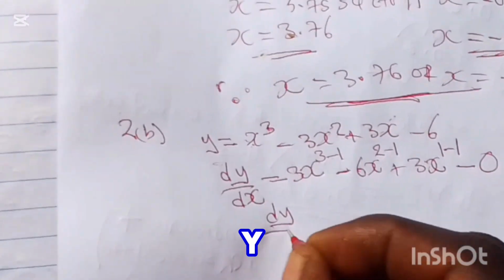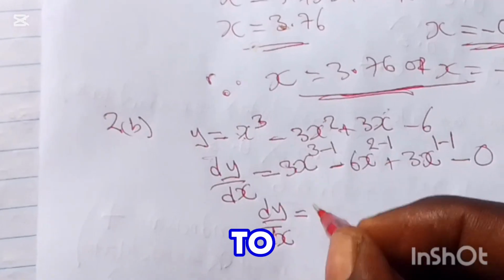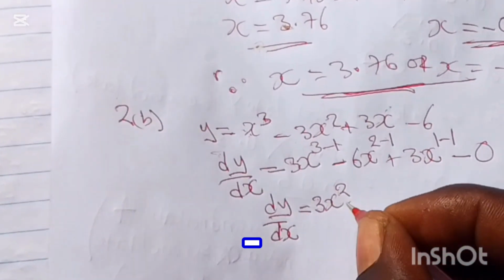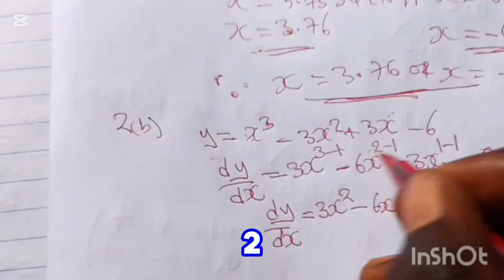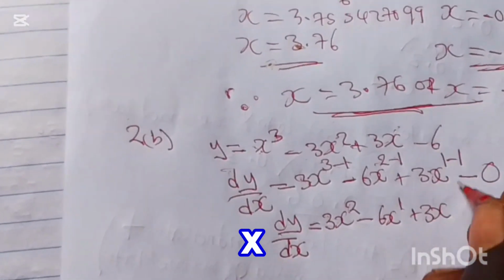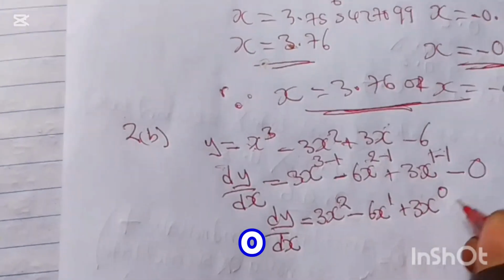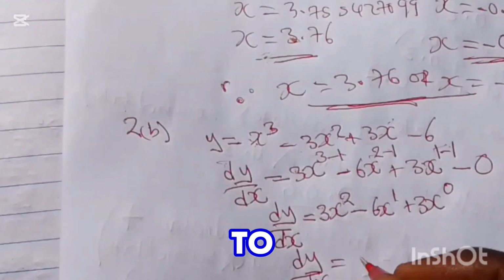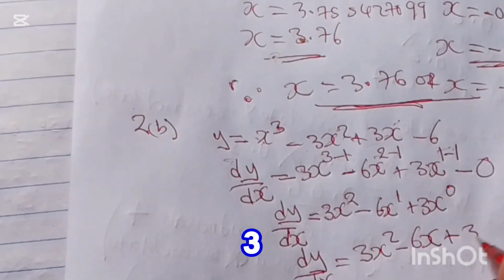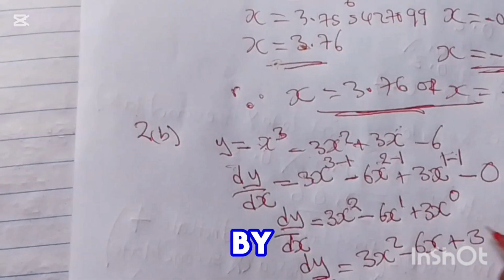So dy/dx is equal to 3x, with 3 subtract by 1, which is 2, minus 6x, with 2 subtract by 1, which is power 1, plus 3x, with 1 subtract by 1, which is 0. So I'm going to write dy/dx is equal to 3x power 2 minus 6x plus 3. Any number power 0 is 1, so 1 multiplied by 3, which is 3.